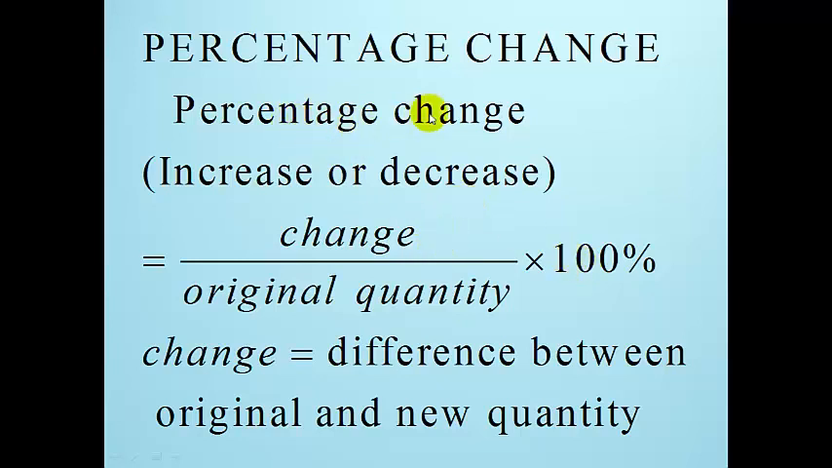I repeat, percentage change, that is increase or decrease, is equal to the change divided by the original quantity times 100%. Now the change is equal to the difference between the original and the new quantity. That will give you the change. So when you divide the change by the original quantity and you multiply by 100%, you will have the percentage change. Now let's take a look at an example and see how best we can find the percentage change.